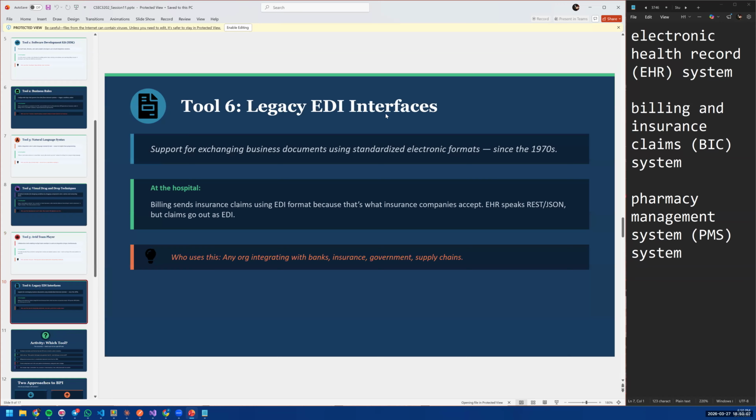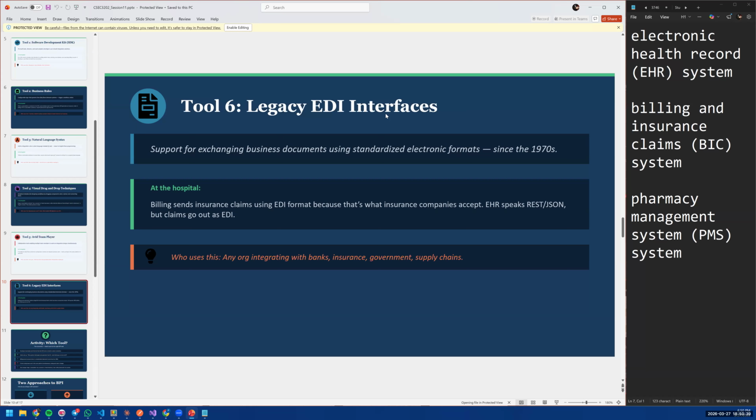Okay. And then now the last tool that we're going to take a look at is the legacy EDI interfaces. And EDI stands for electronic data interchange. So the EDI, there are standardized formats for exchanging business documents between systems electronically. EDI has been about for a while, since the 1970s, and it predates the internet.